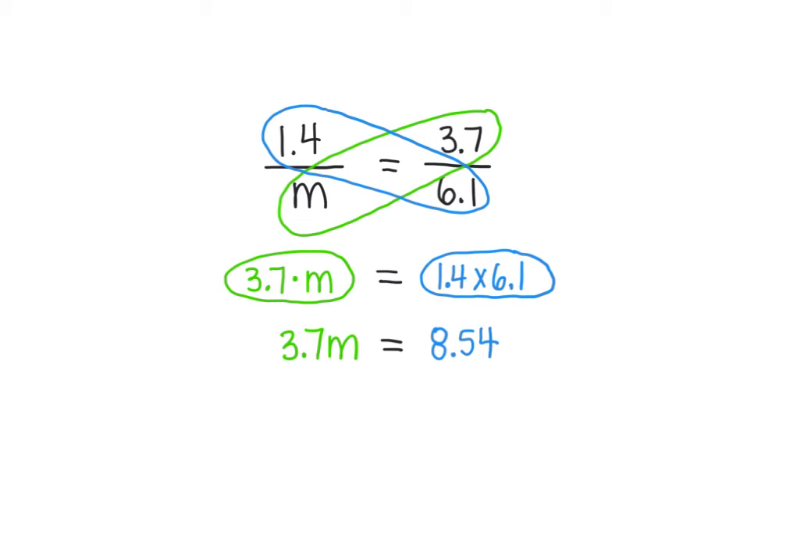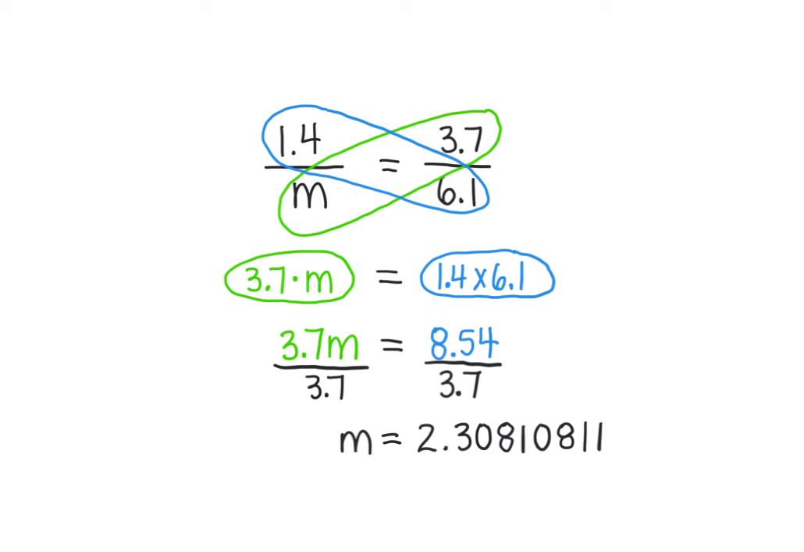If we want to solve this to get m by itself, we're going to need to divide both sides by 3.7. When we divide 3.7m by 3.7, we just get 1m. On the other side, when we do 8.54 divided by 3.7, we'll get something like 2.30810811. We'll round this off to two decimal places. So we'll say m is approximately equal to 2.31.